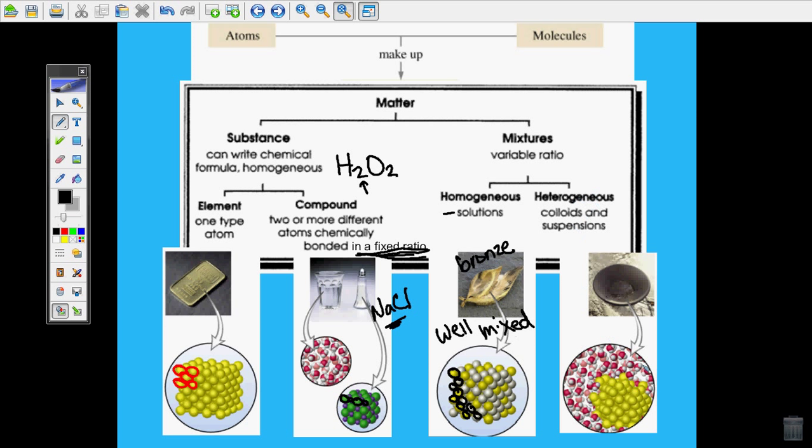Heterogeneous mixtures tend to be chunky and have great big chunks. Things like colloids. A colloid you can't shine a light through, like mayonnaise. Mayonnaise has little tiny bits of fat in there that you could pick out. And suspension. A suspension is something that will separate. So if you've ever had to take medicine, it says shake well before using, that's a suspension. Your liquids have separated out into 2 distinct layers and you need to shake that up.